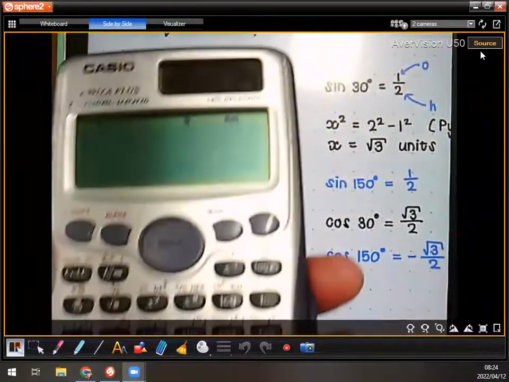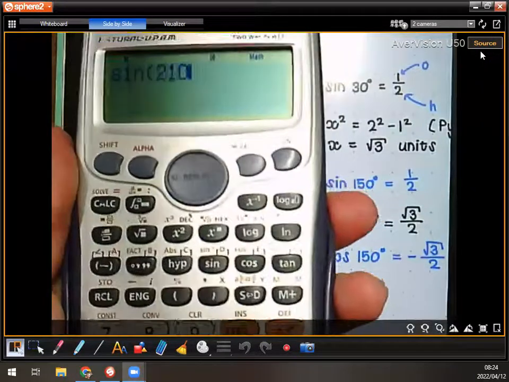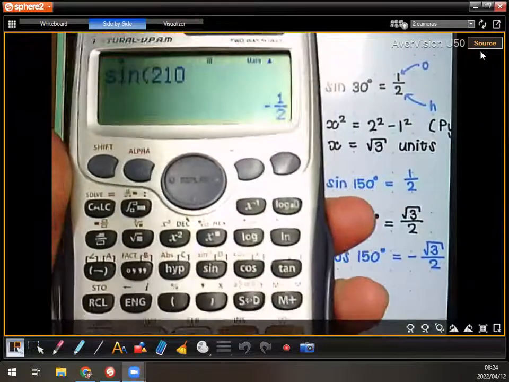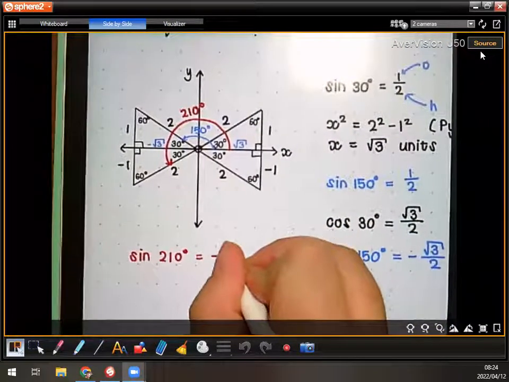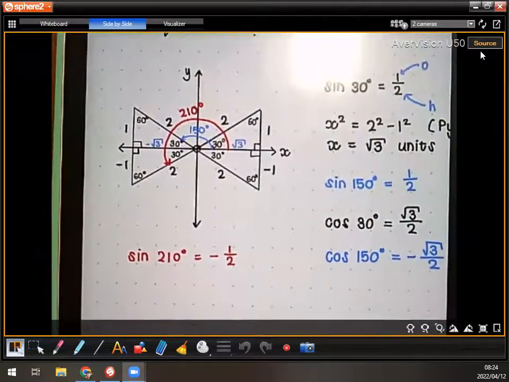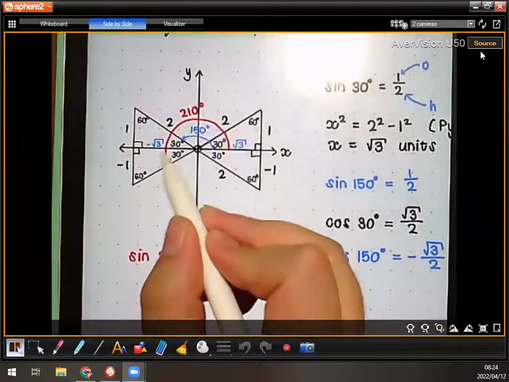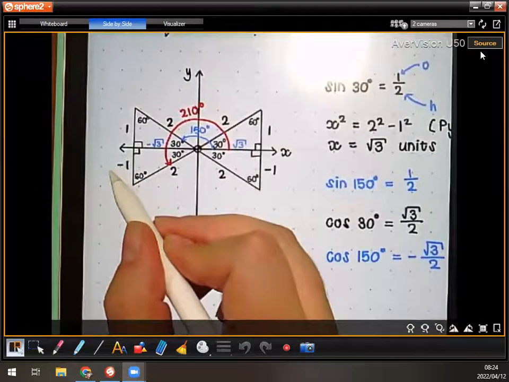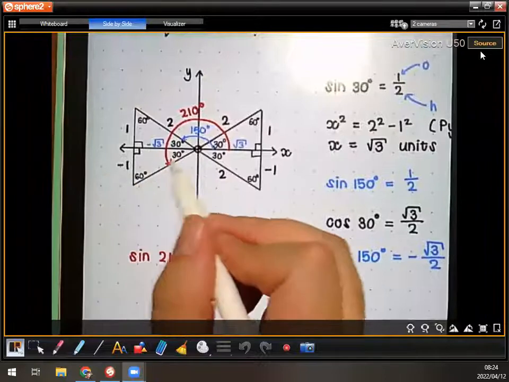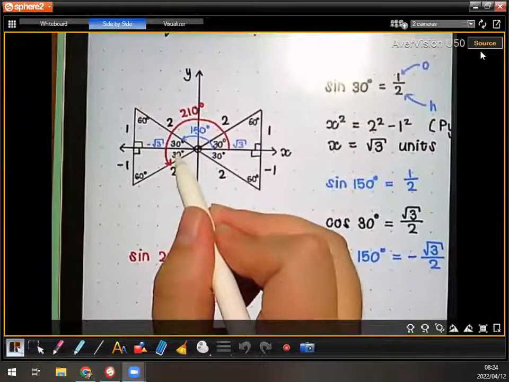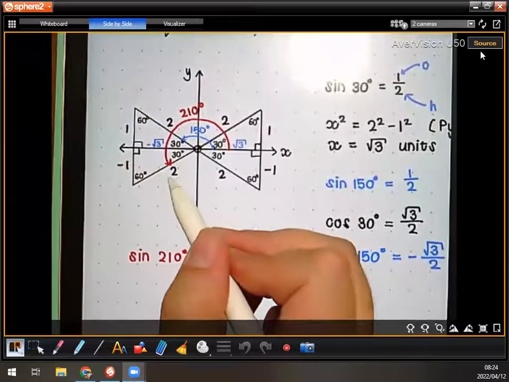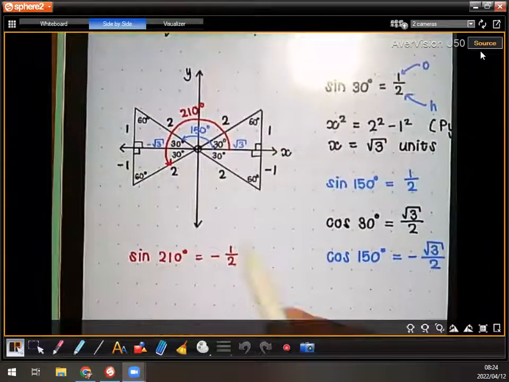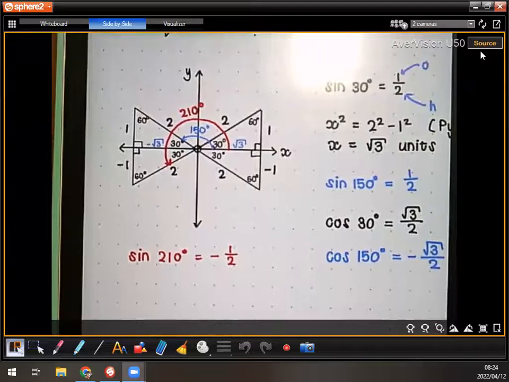Sine 210 degrees is negative a half. So again, the same value, guys, but now a negative answer. Why? Because we now have a negative opposite side. All right, just look at the board quickly. If we're working with this angle and we're saying opposite is negative 1, and our hypotenuse is 2, we will get negative 1 over 2.